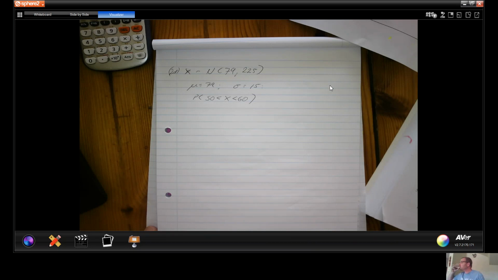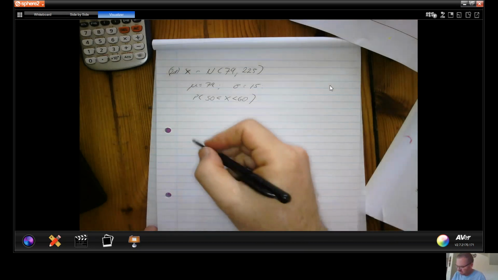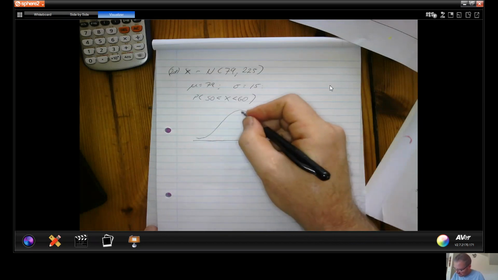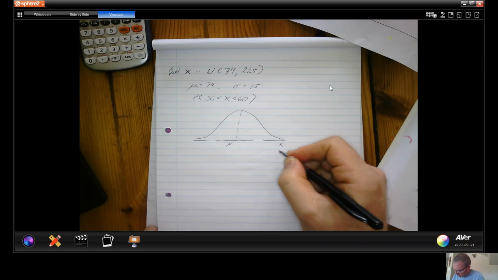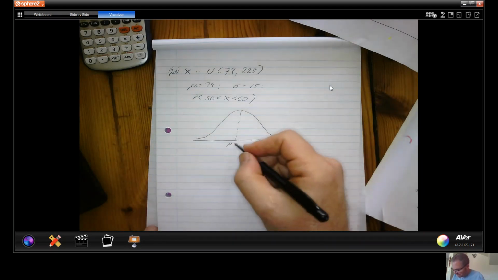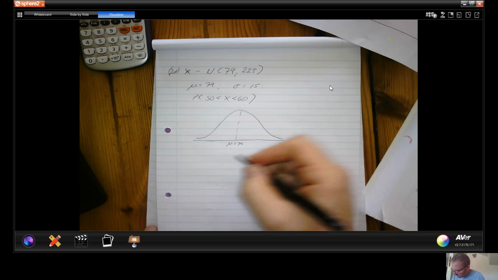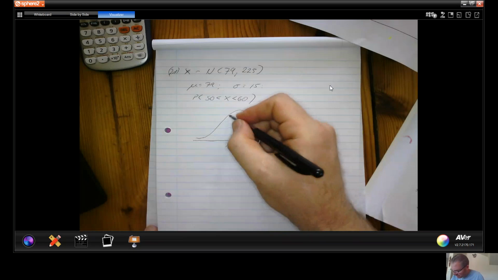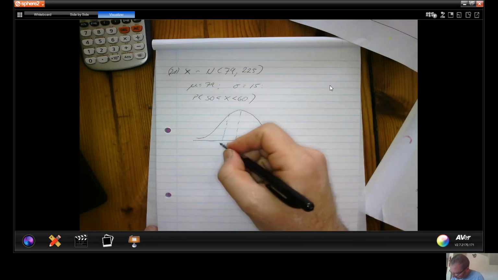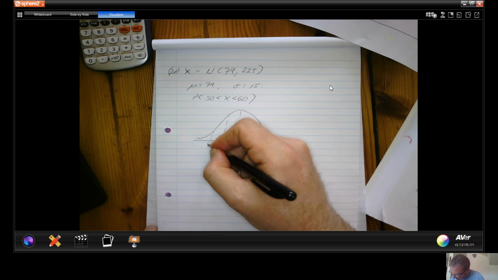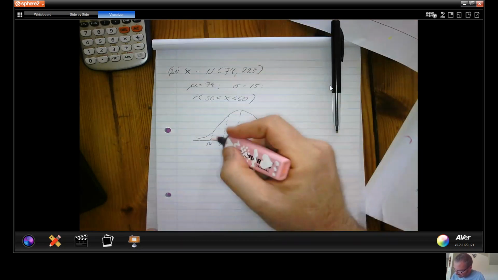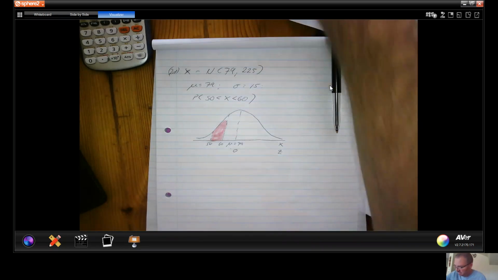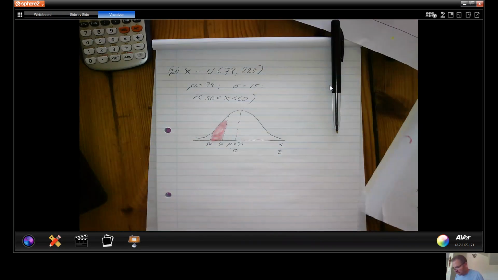Morgan, what are we going to do first? Yeah, well done. We're going to draw the curve. Draw the normal distribution curve. We're going to have mu, we're going to have the X scores, we're going to have the Z scores, and mu is 79. The Z score is equal to 0. And we want to know between 50 and 60, which are both to the left. Guys, you can't do this stuff without a diagram. So we're looking for the area between 60 and 50. We're looking for that pink area over here.